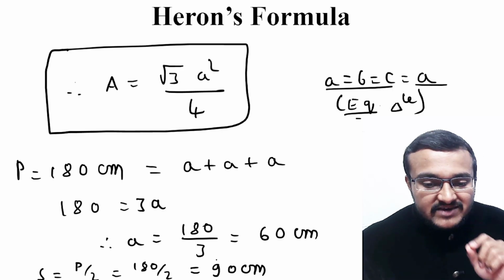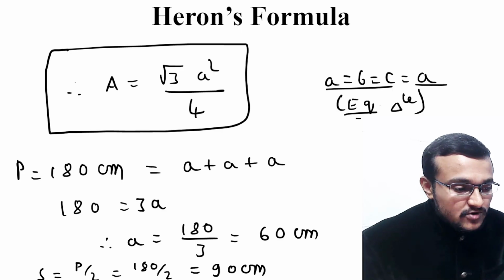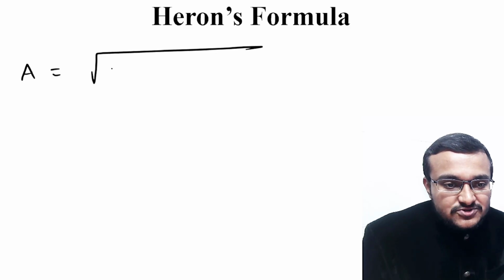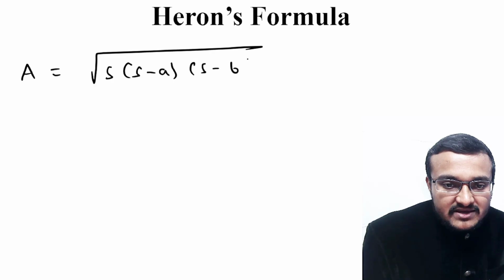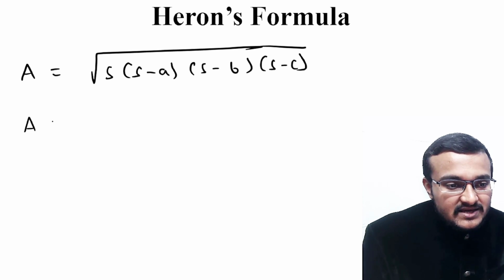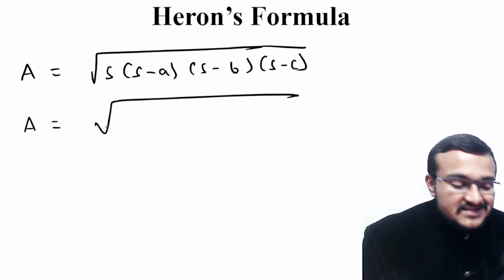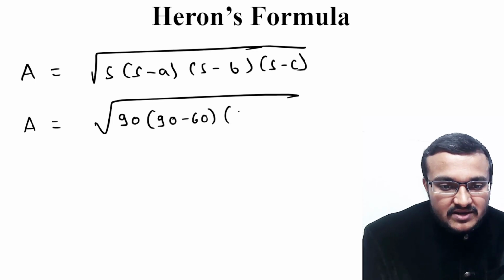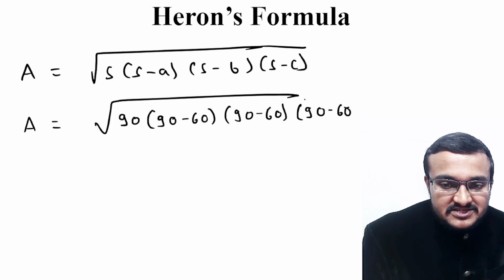Now we have got the S value and we have got the sides also. So now you can straight away find out the area of this triangle. That will be the square root of S into S minus A into S minus B into S minus C. Here A is equal to B is equal to C is equal to A only, and A we have found out as 60 centimeter. S is 90 centimeter. So 90 into 90 minus 60, 90 minus 60, into 90 minus 60.